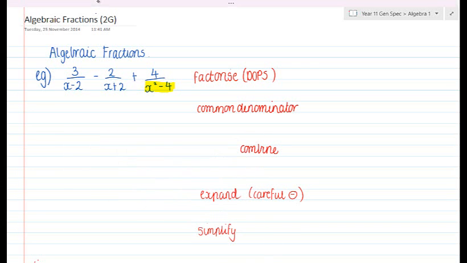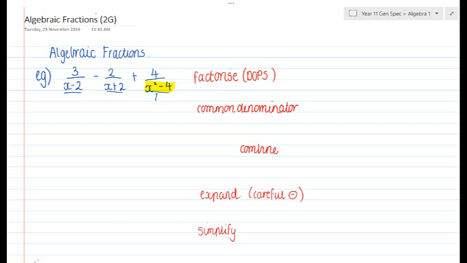In this lesson we're discussing algebraic fractions. There's lots of skills you need to work in this section and they only come with practice, so make sure you do lots of questions. With this question here we've got three terms and they've all got different denominators.